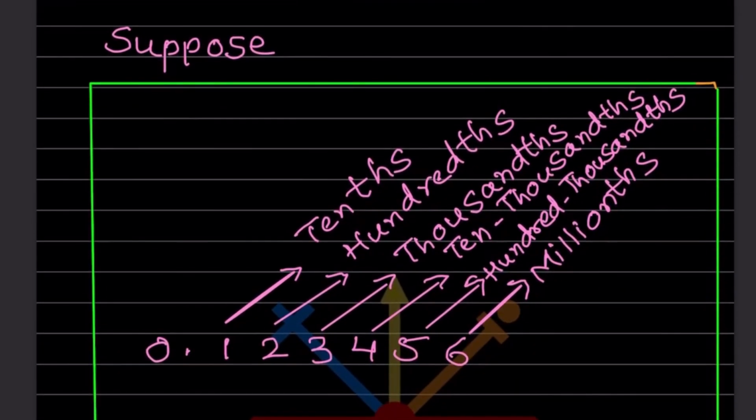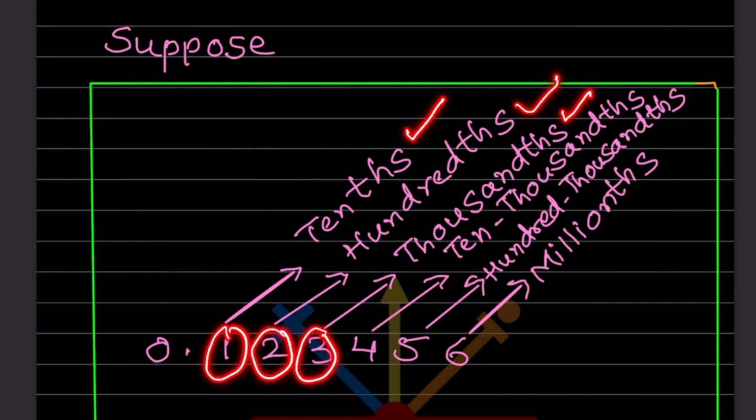Now look here, I have given this table. This is the tenths part. After the decimal, whatever is there, we have to look at it. So this is tenths, this is hundredths, this is thousandths, this is ten-thousandths, this is hundred-thousandths, and this is millionths. Hope this is clear to you.